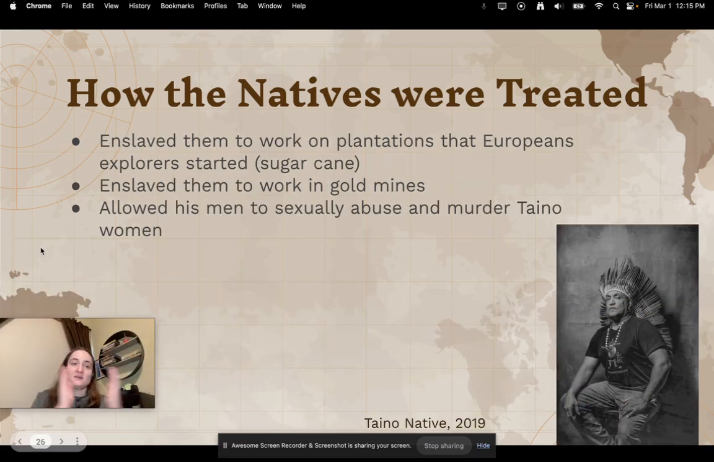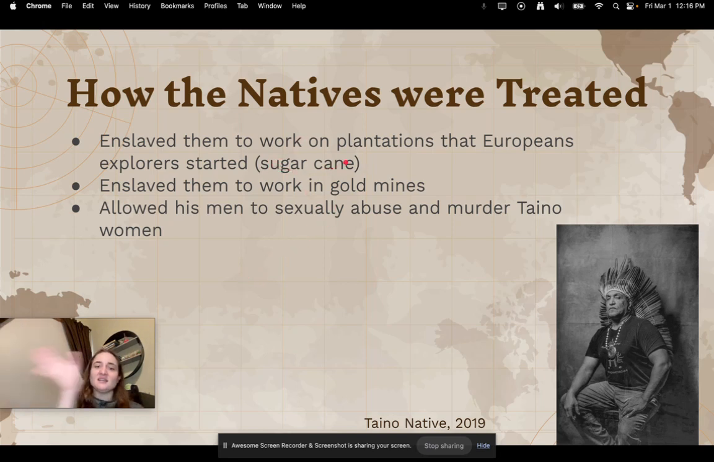So again, Columbus enslaved a lot of the native people to work on plantations that European explorers started. So I know in US history we talk a lot about cotton plantations, but through most of Central and South America and into the Caribbean, actually there weren't cotton plantations. It was mostly sugarcane. Cotton plantations were typically just in the United States region. So sugarcane was the main crop for a lot of these plantations.